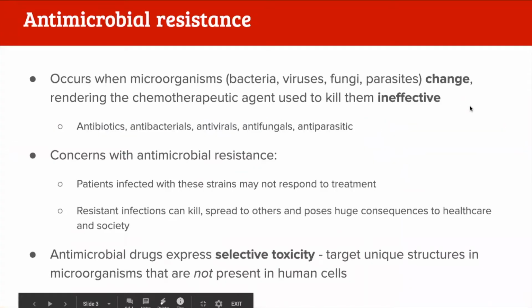So what is antimicrobial resistance? It occurs when microorganisms such as bacteria, viruses, fungi, and parasites change, thus rendering the chemotherapeutic agent used to kill them ineffective. So antibiotics, antibacterials, antivirals, antifungals, antiparasitics, they become ineffective when the microorganism changes in response to it, and that's what causes antimicrobial resistance.